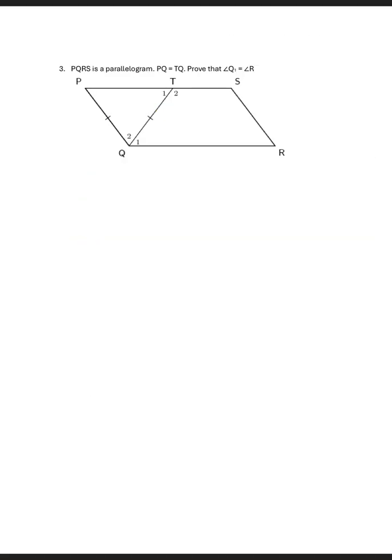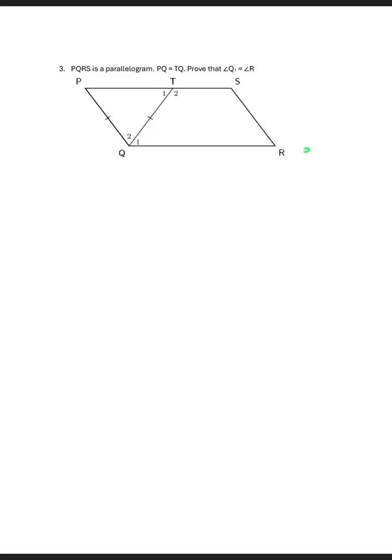And then the next problem: PQRS is a parallelogram. PQ is equal to TQ, as we are given. Prove that angle Q1 is equal to angle R. Angle Q1, we can see it here. So we want to show that it is equal to angle R. So how do we do this?